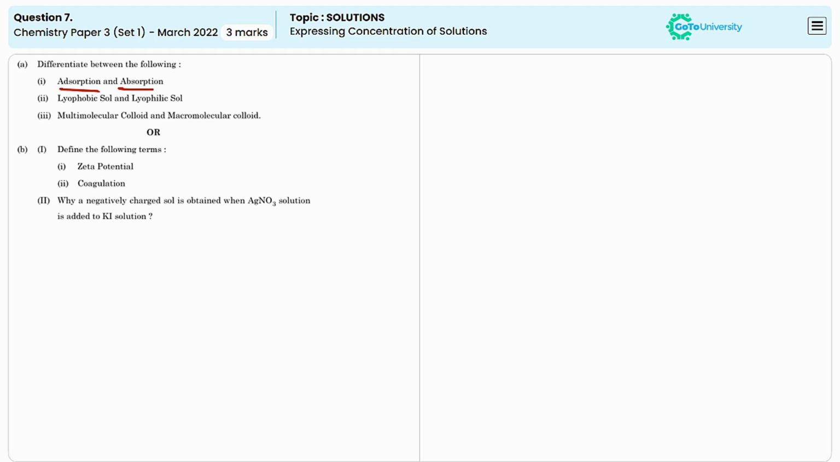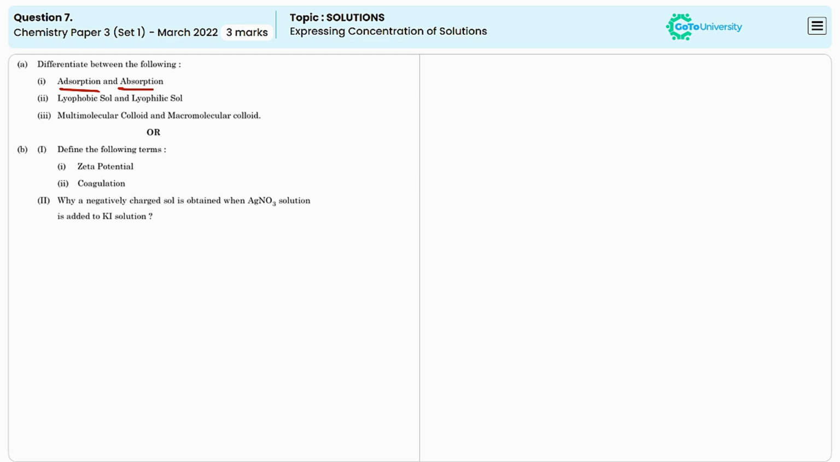For example, activated carbon adsorbing pollutants from air or water is a type of adsorption. Whereas absorption is the process where one substance is taken up and penetrates into the bulk of another substance. The absorbed substance enters the interior of the absorbing material and results in a uniform mixture throughout the volume. A sponge absorbing water is an example of absorption.